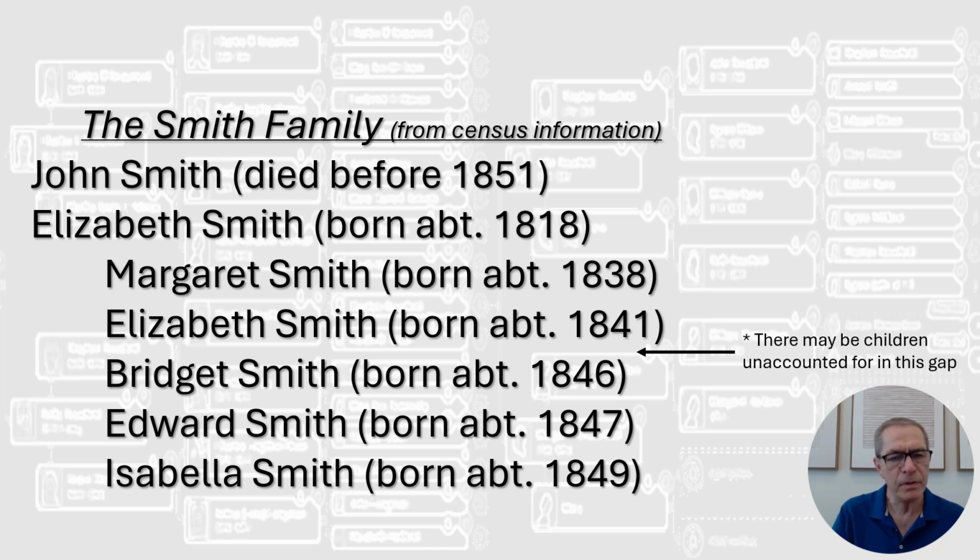Now looking at this as a family historian, I'm also suspicious that there were some children in the gap between Elizabeth and Bridget, but these are not readily apparent. But now I have a family, I need to know Elizabeth's maiden name, so I need to look for some kind of marriage record for John Smith and Elizabeth so I can take this research forward.